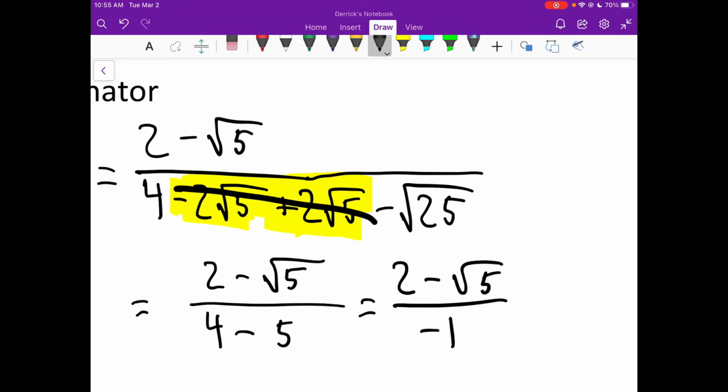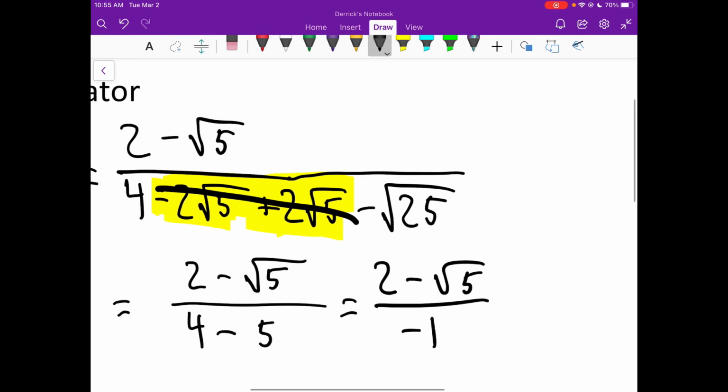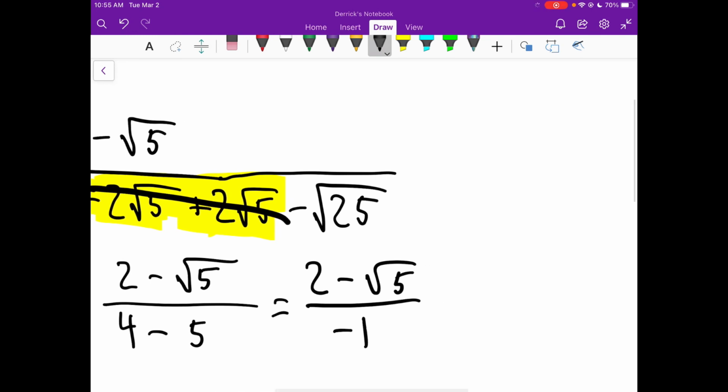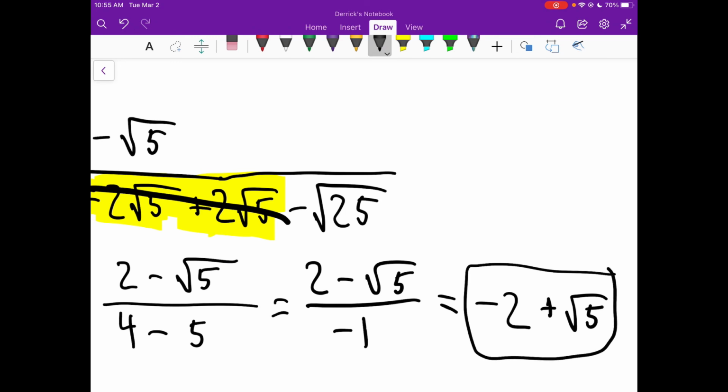So in some problems, we may stop here if we aren't able to simplify any further. In this case, we can go one step further because we certainly can divide both 2 and negative square root of 5 by negative 1. 2 divided by negative 1 is negative 2, and the negative square root of 5 divided by negative 1 is positive square root of 5. So that would be our final answer for this one.